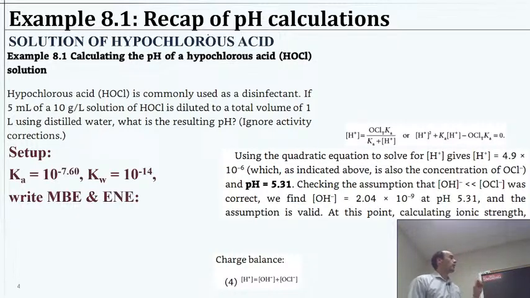So the problem says we've got hypochlorous acid, this is bleach. It's a common disinfectant. We're adding 5 milliliters of a 10 gram per liter solution of HOCl, diluted to a total volume of 1 liter of distilled water. And we want to know what is the resulting pH. Not worrying about activity corrections, we're just going for it. So we have a Ka and of course the Kw we know.